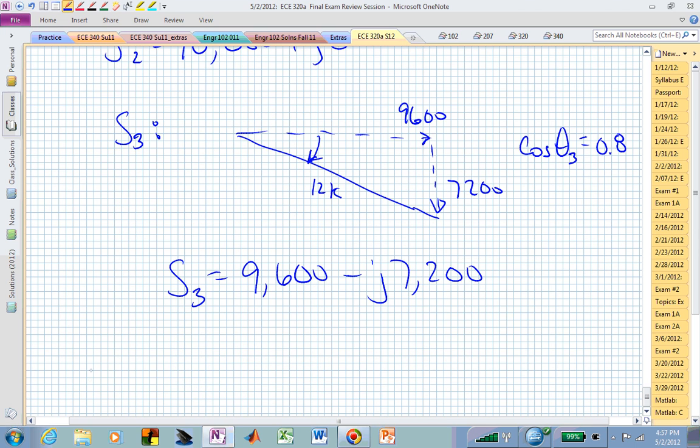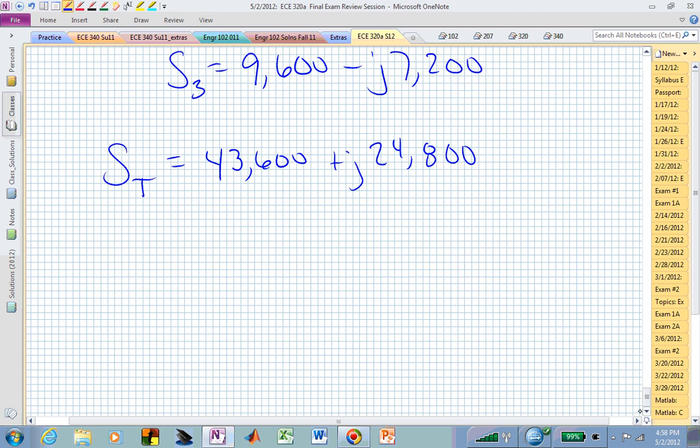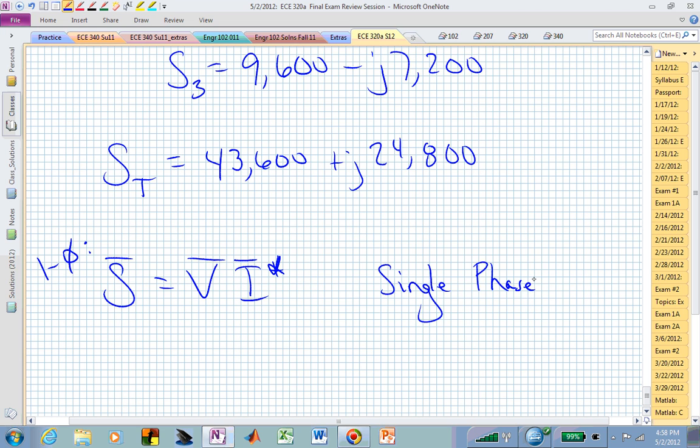And my total load is the sum of all of these. I sum up the real parts and the reactive parts, and I get 43,600 plus J 24,800. And what can I do now? Well, I can always use this. If I just had one phase, I would always fall back on this being S, the complex power, is VI star. That's for a single phase, if I knew those voltages and currents.